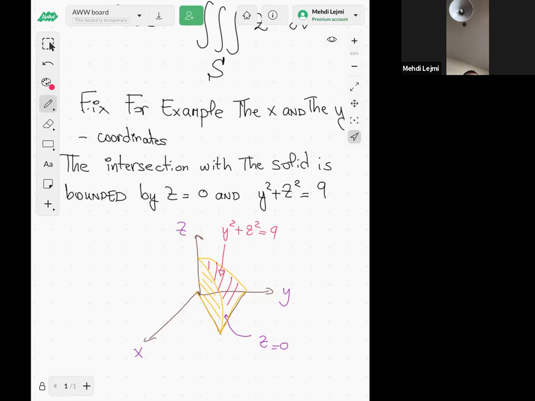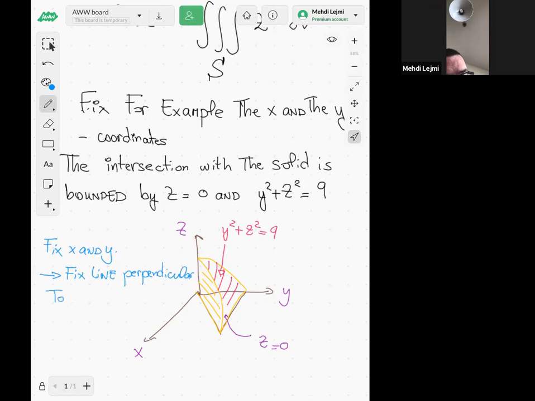Now, what I'm saying is, you want to find the bounds, and you decide, for example, to fix the XY coordinates. So the first step is to fix, let's say, X and Y. When you decide to fix an X and Y, it means in practice that you fix a vertical line, a line which is perpendicular to the XY plane.